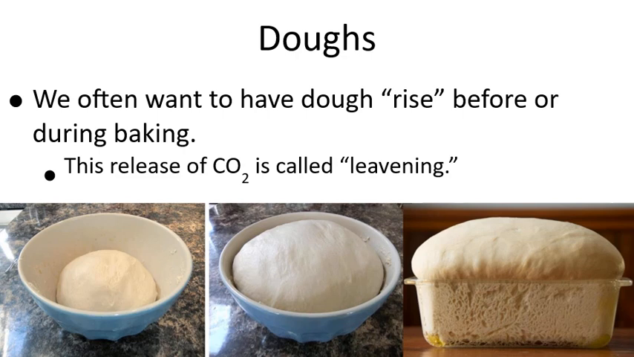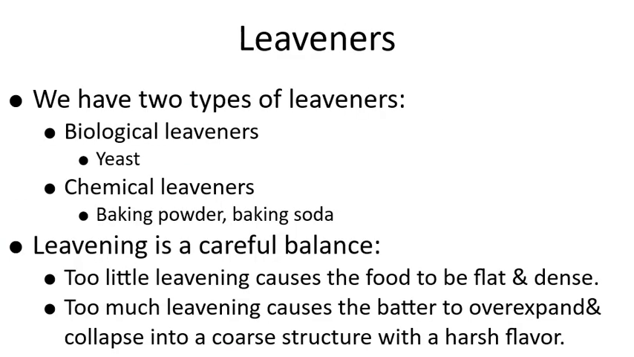We often accomplish this by allowing the dough to rise prior to baking, although sometimes the gas bubbles are formed only during the baking process. Either way, the bubbles are primarily composed of carbon dioxide, and the process of creating the bubbles is called leavening. We have 2 types of leaveners, biological leaveners and chemical leaveners. Biological leaveners are yeasts, while chemical leaveners are either baking powder or baking soda. Now, leavening is a careful balance.